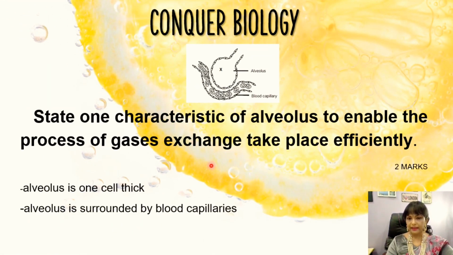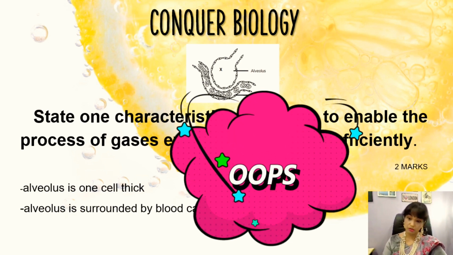In this slide, I did not give you the answer yet. I have shown you some examples of very common answers from students. Look at how they answer: the alveolus is one cell thick, and the alveolus is surrounded by capillaries, expecting 2 marks for this. Let me tell you, for this type of answer, even though you've given me 2 points, I cannot give you 2 marks. All I can give you is 0. Sorry.